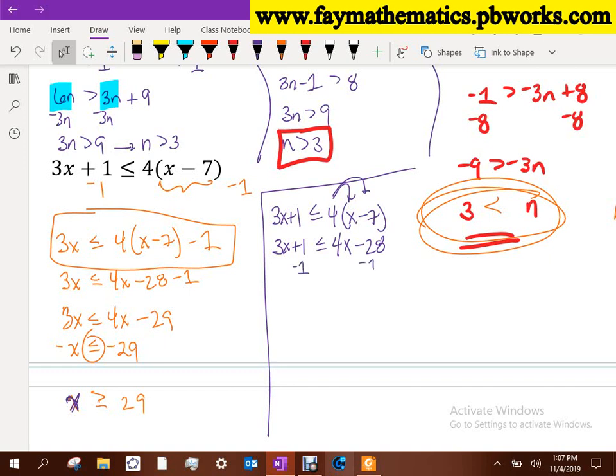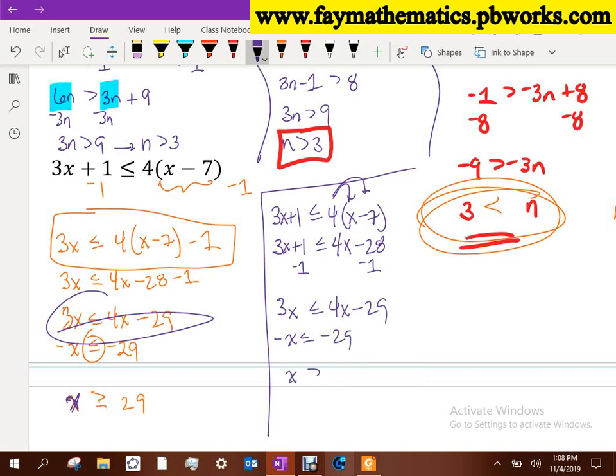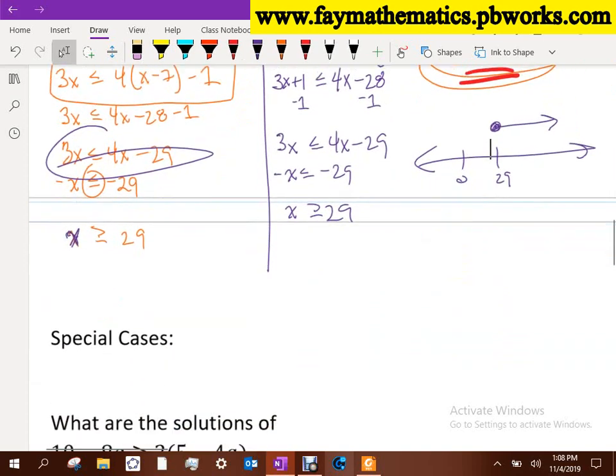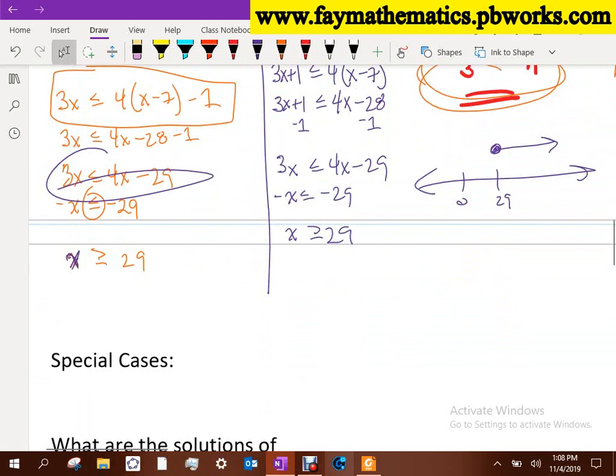All right, so you get 3x less than or equal to 4x minus 29, right? Is that exactly what we have there? So I should be able then to subtract 4x. So then x will be greater than or equal to 29, right? Graphing this, open or closed dot? Closed. Shade which direction? To the right. Right, my bad.